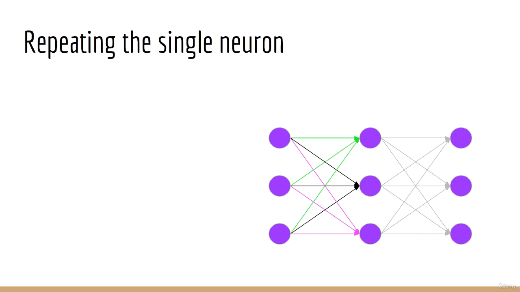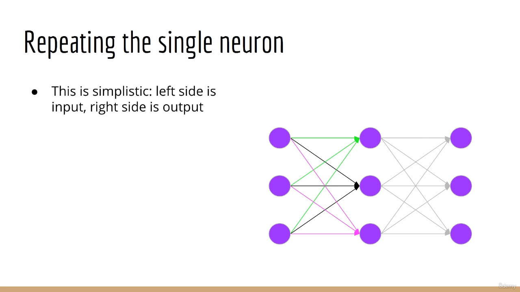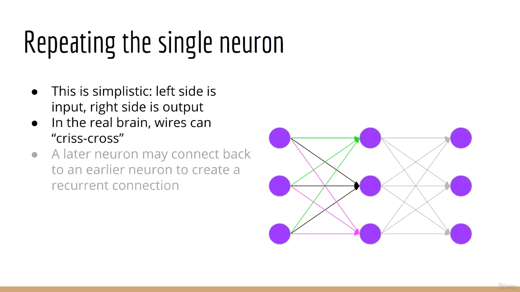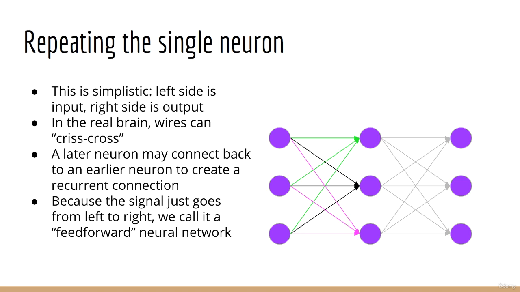Of course, this is necessarily simplistic. One side is the input and one side is the output. Of course, the actual brain is much more complex. There are many inputs and many outputs. In the middle, wires can crisscross. If we have a later neuron connecting back to an earlier neuron, we call that a recurrent connection. The neural networks we are about to discuss in this section contain no such complexities. Instead, because the input is on one side and the output is on the other side, and we go from input to output in a layer-wise fashion, we call this a feed-forward neural network.